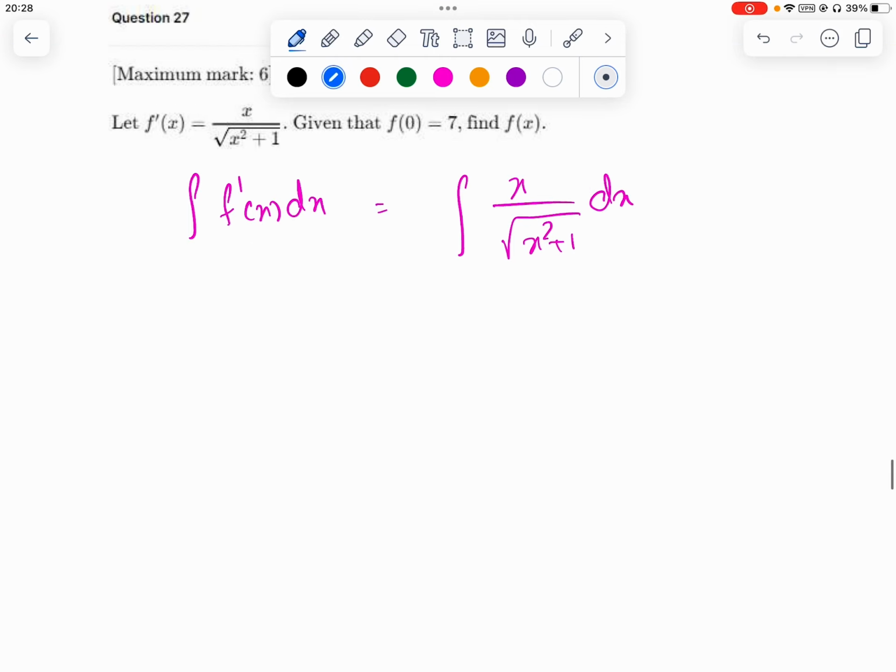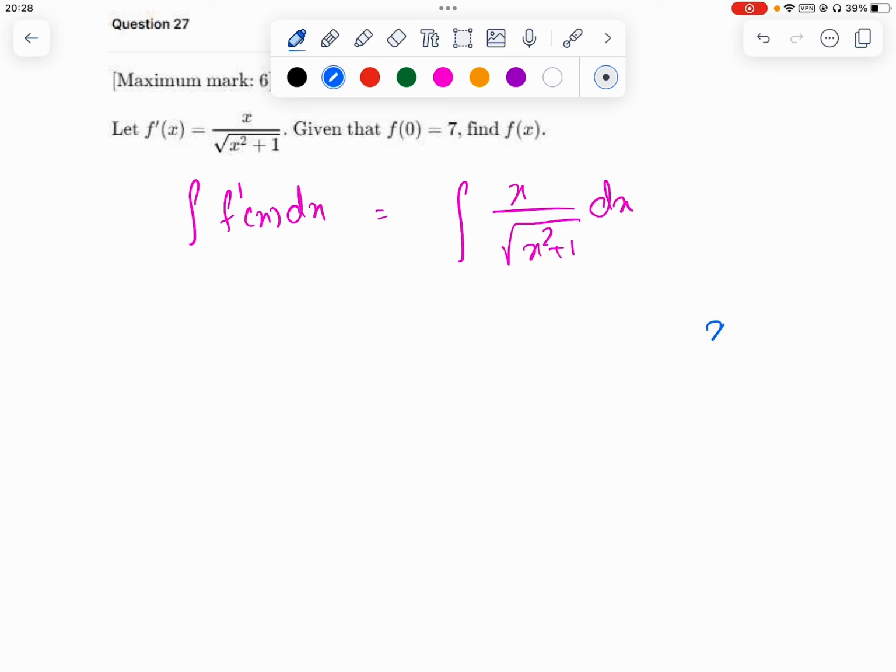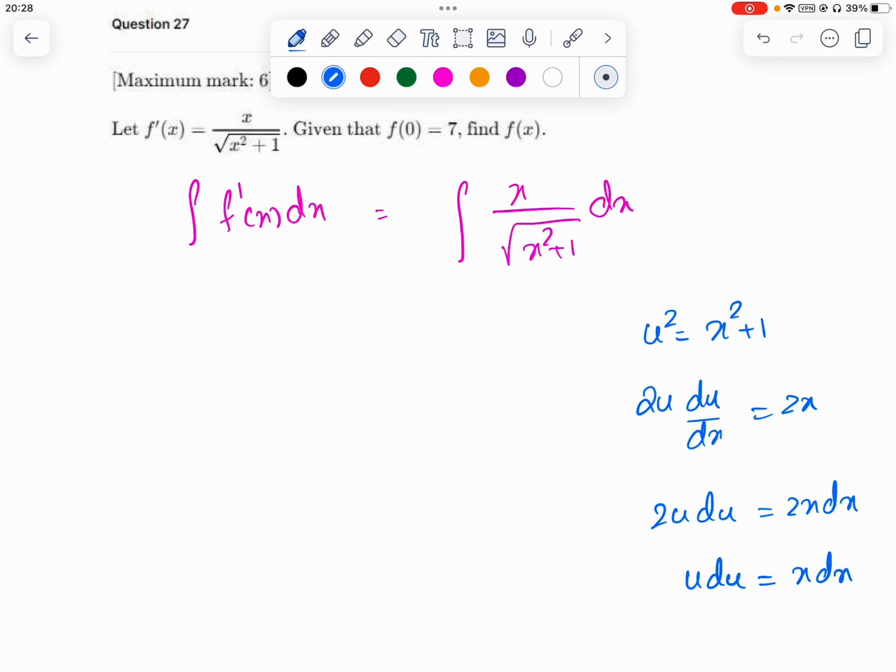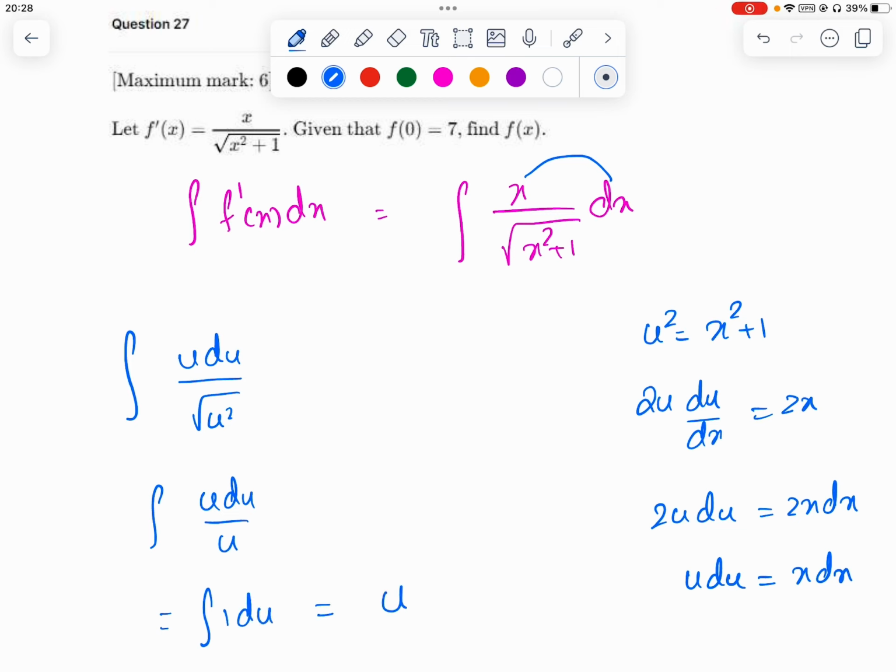Whatever is under the root equals u square, that is the best substitution. So x square plus 1 equals u square. So 2u du upon dx equals 2x. Then 2u du equals 2x dx, or u du equals x dx. So I have x dx only. So it becomes u du divided by square root of u square, which is u du by u. The u cancels, giving 1 du, and the integral is nothing but u plus c.